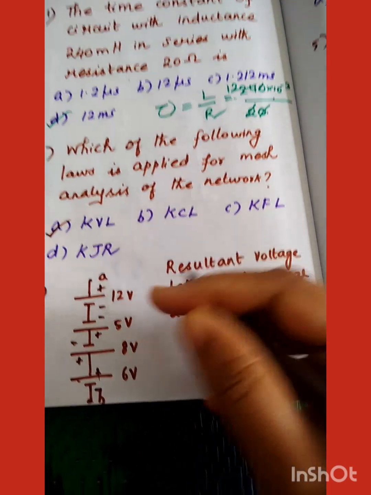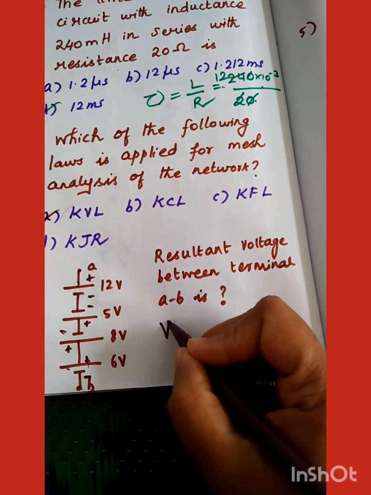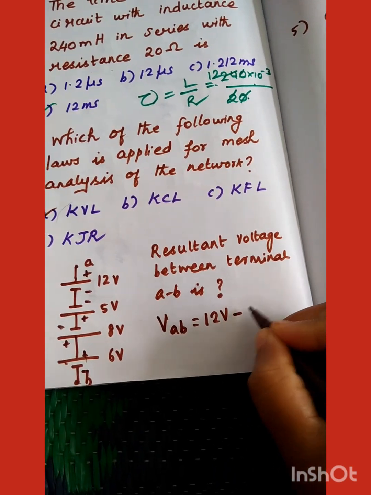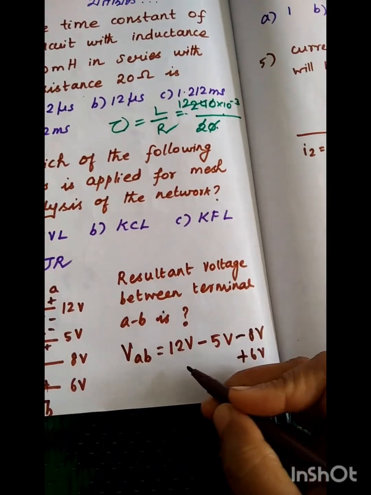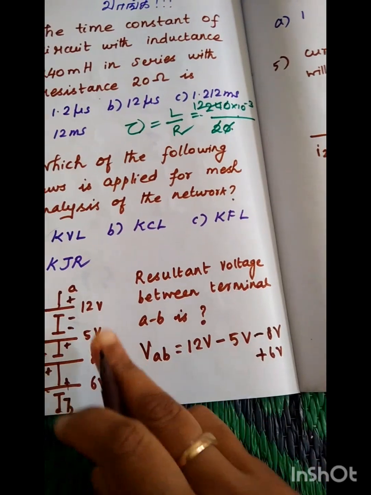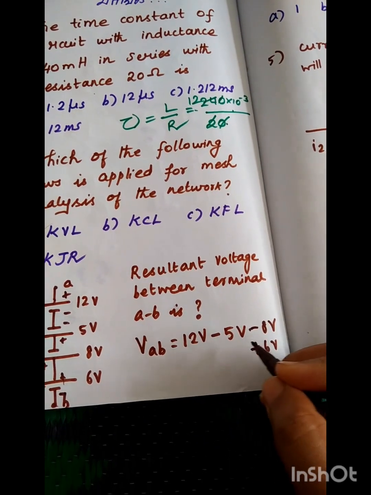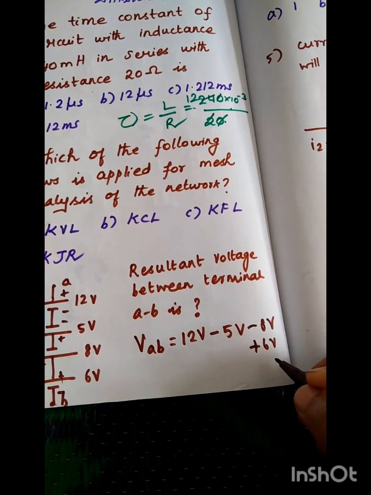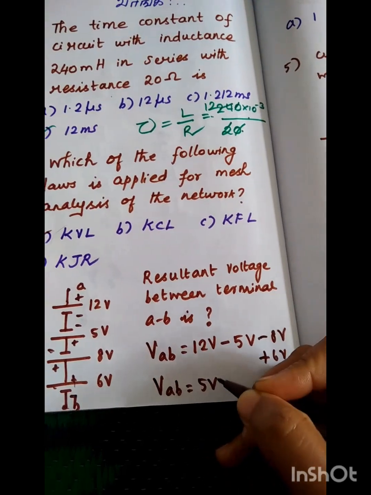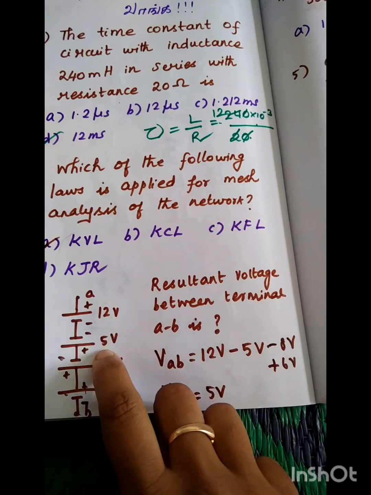See here. Plus to minus, it means we can write VAB is equal to 12 volt. Minus to plus, we represent VAB is equal to 12 volt minus 5 volt minus 8 volt plus 6 volt. By adding all the voltages, we get 12 minus 5 is 7. 7 minus 8 is minus 1. Minus 1 plus 6 gives you 5 volt. So VAB is equal to 5 volt. We need to understand only one thing: plus to minus means plus 12 volt and minus to plus means minus.